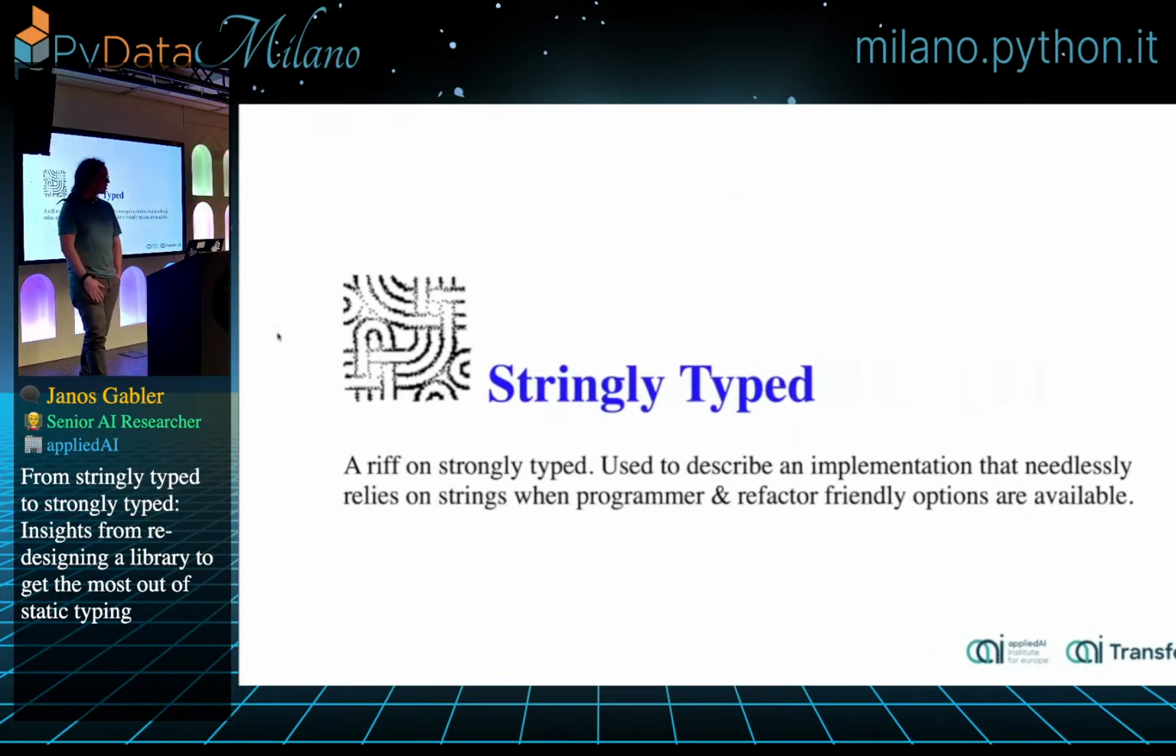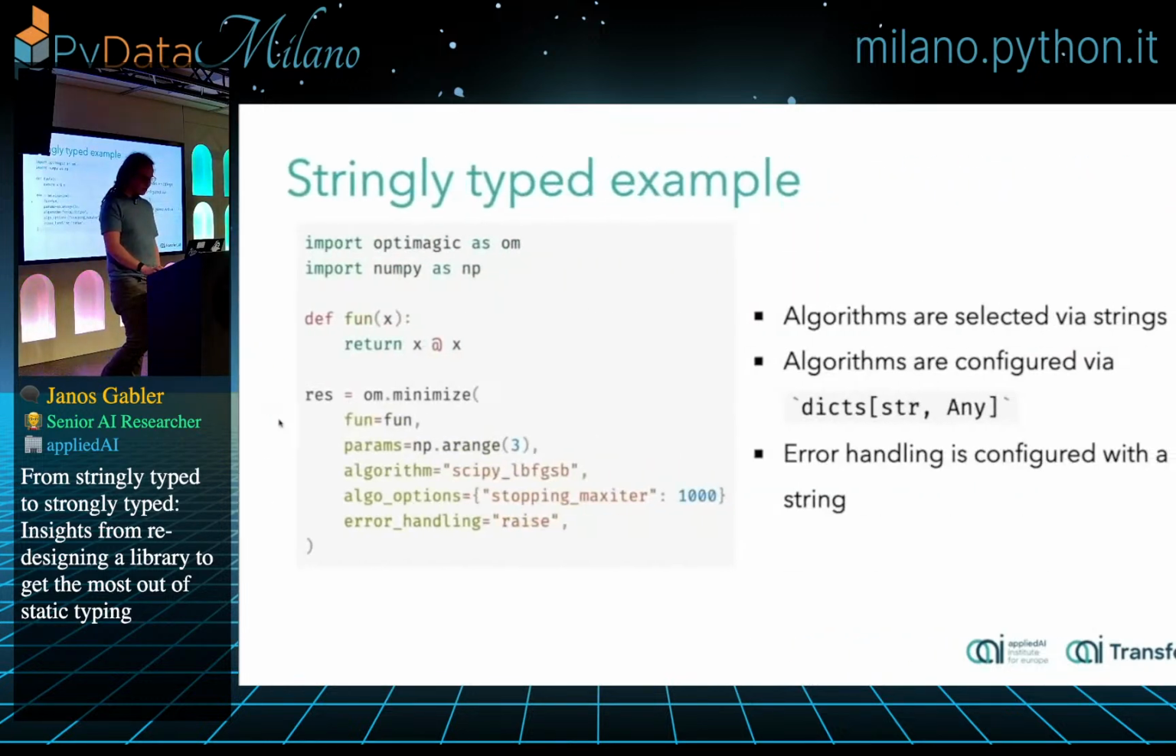But today is, as I said, not so much about numerical optimization. It's about a concept called stringly typed and strongly typed. Strongly typed, everyone who has some computer science background has probably heard. Stringly typed, maybe not so much. So what is stringly typed? It's a riff on strongly typed, and it's used to describe an implementation that needlessly relies on strings when programmer- or refactor-friendly options are available. That's a bit abstract, so let's look at an example.